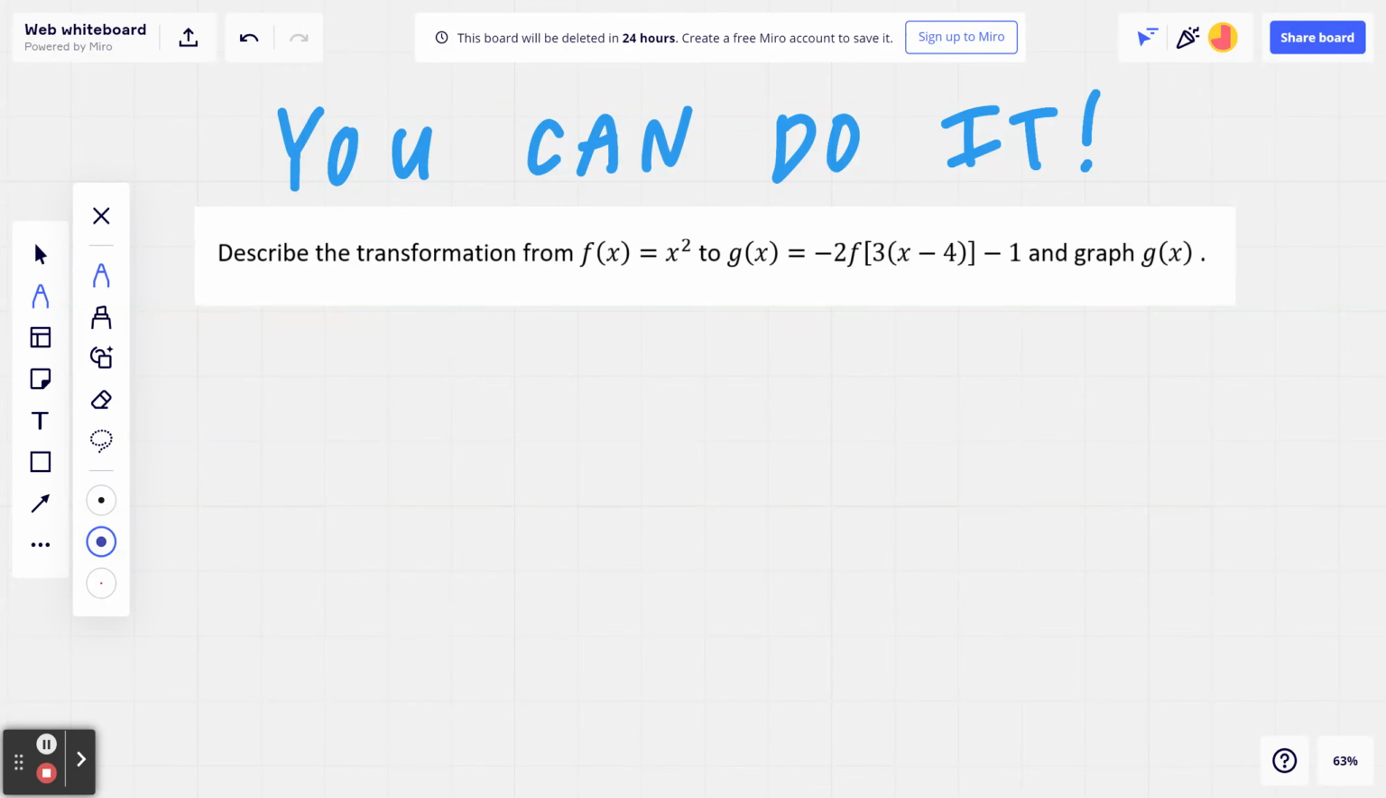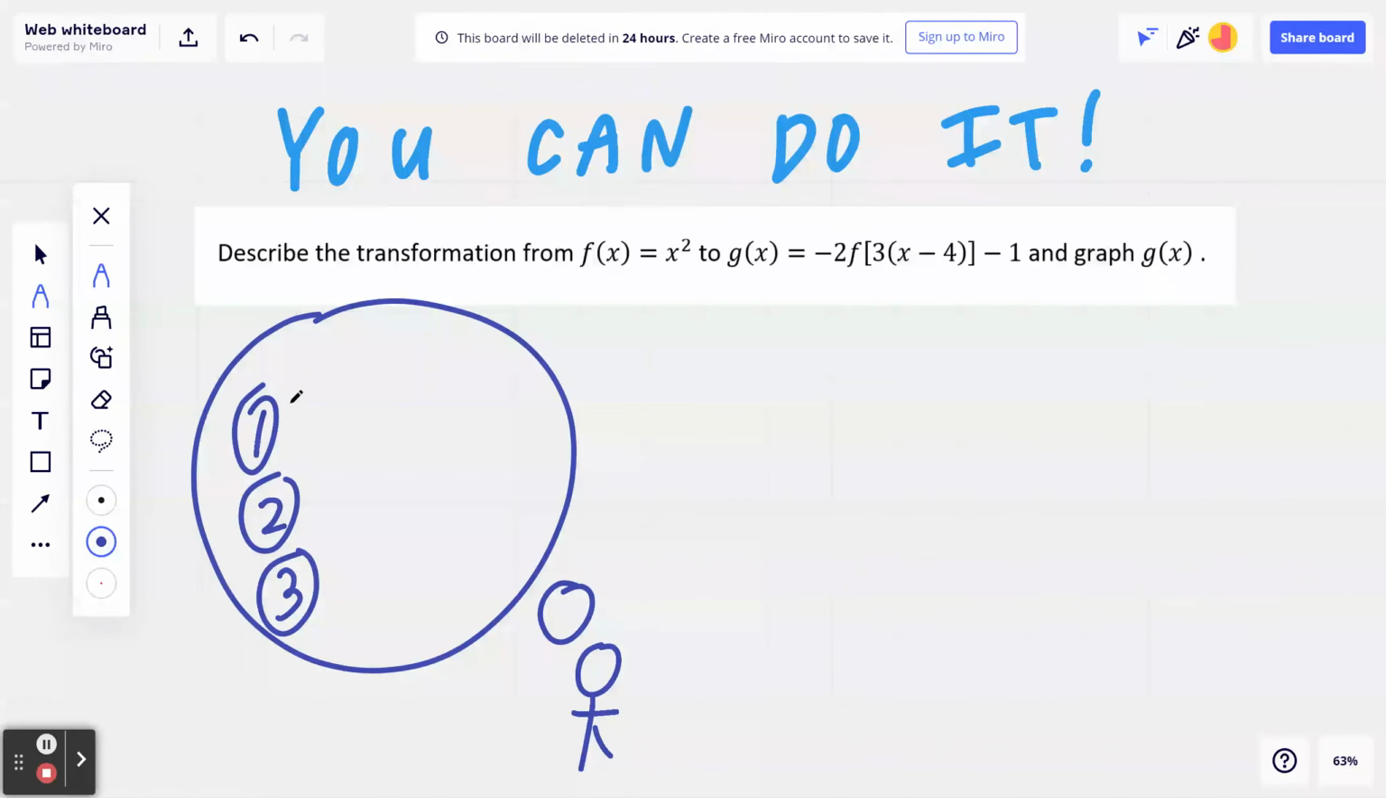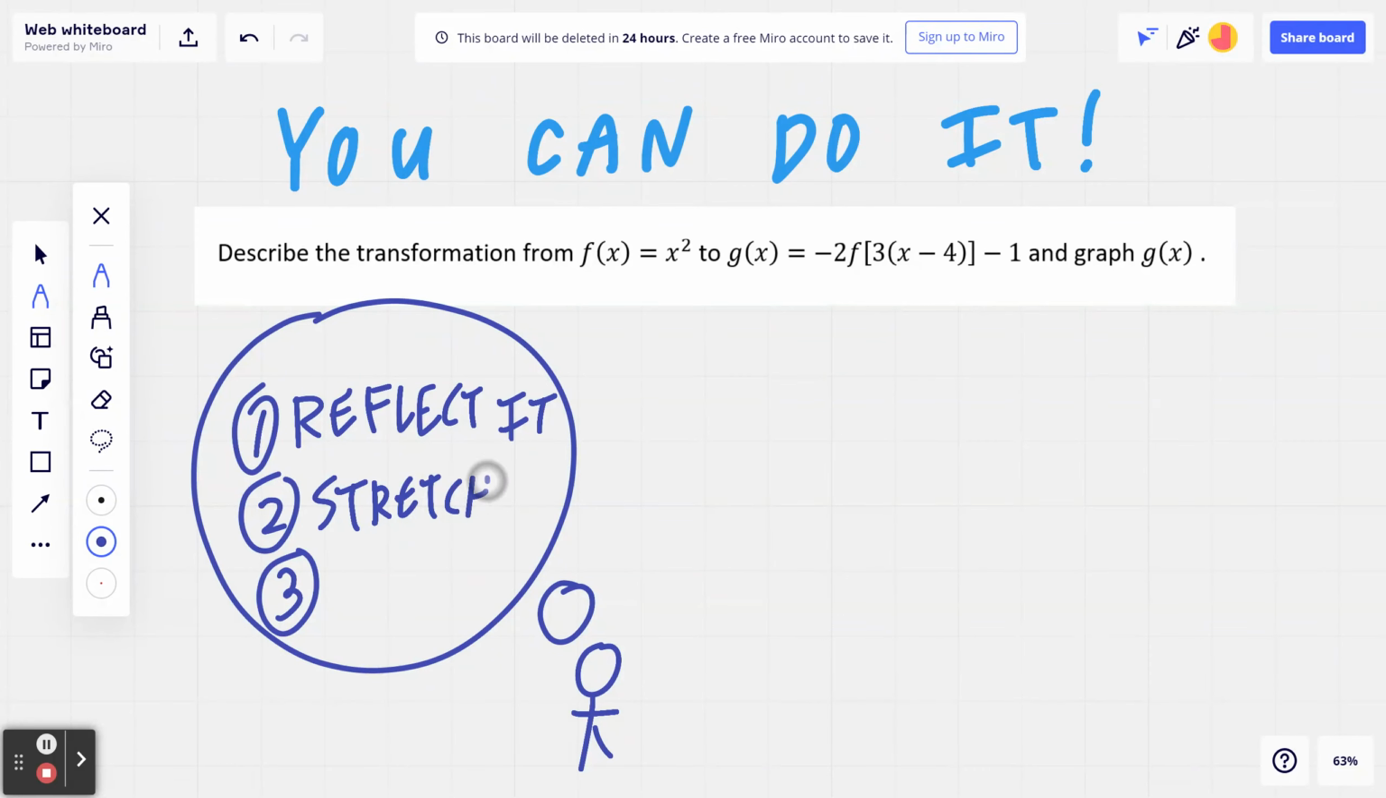So step 1, let's write down the transformation in order. And when I say write this in order, I mean exactly in the following sequence. In general, when you write down the words, the first step should be anything that you can reflect. So I would say step 1, reflect it. Step 2, stretch it. And step 3, move it.